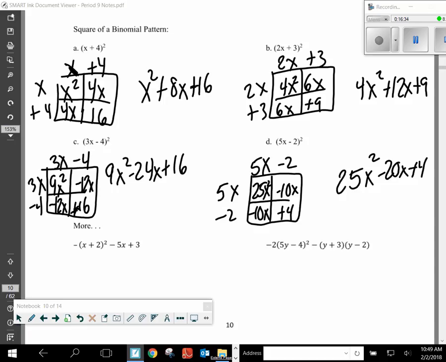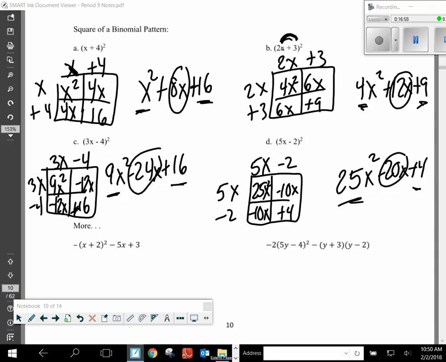Take a moment and look. Do you see any patterns? Pause if you want more time to think. The patterns are the first and last terms are all perfect squares. The second thing you should notice is that middle term is very easy to find. All you do is you multiply the two numbers they give you and double it. So 2x times 3 is 6x. I double it and I get 12x. And that works every single time. We'll go over that some more next week when we talk about factoring, but just something to notice.